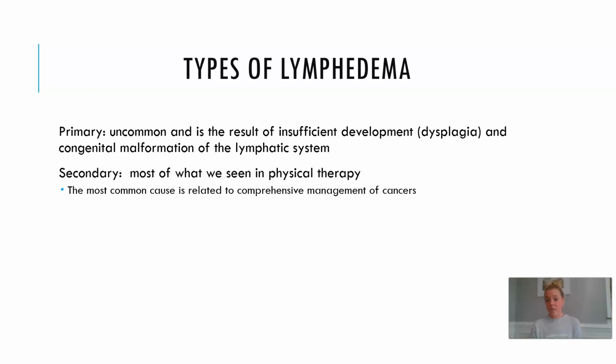We see lower extremity lymphedemas when we start dealing with some of our pelvic area type cancers, so uterine cancer, cervical cancer in females, prostate cancer in males. Same thing, if any of those types of cancers are detected, they will oftentimes take the lymph nodes, or at least some lymph nodes in that area, to test them to see if cancer has spread anywhere.